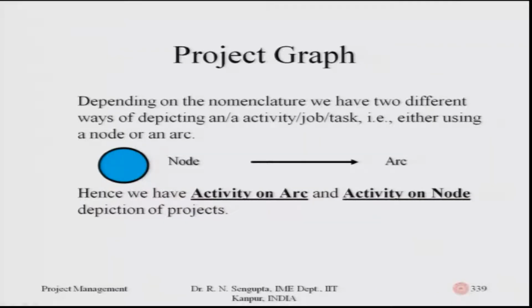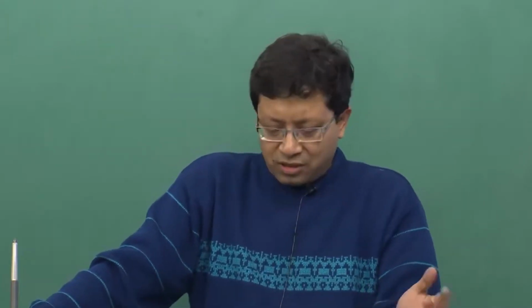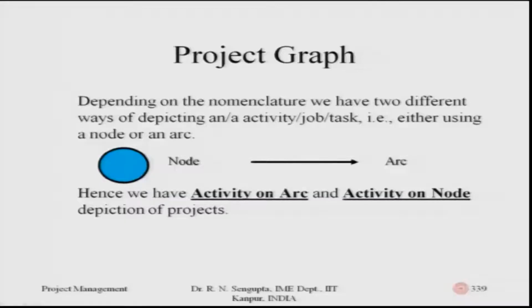So, I will again come back to this project graph, and if you remember, we did one of the problems in project. It may be a repetition, but I strongly urge the students to go through these slides, because they give you a different picture of how the concept of variance and the concept of expected value would be utilized to calculate the probability of finishing our work within a certain time frame. Depending on the nomenclature, we have two different ways of depicting it.